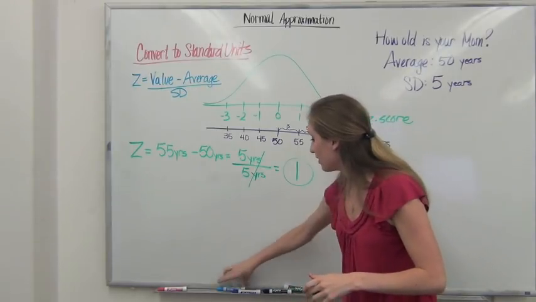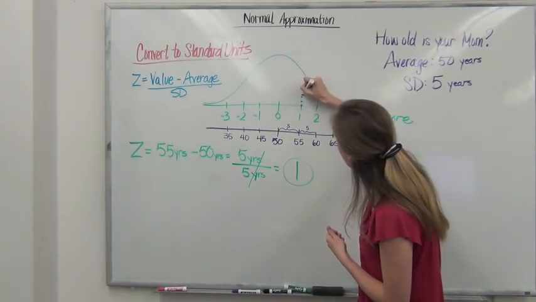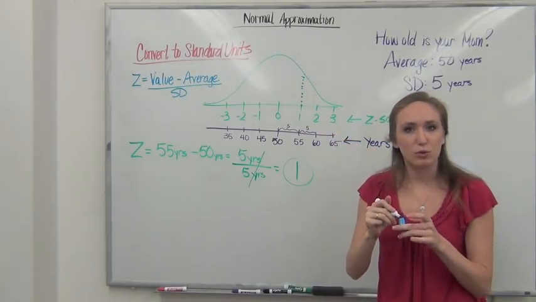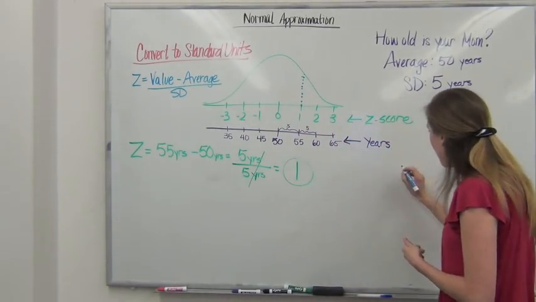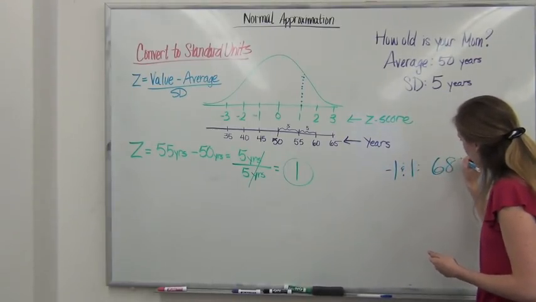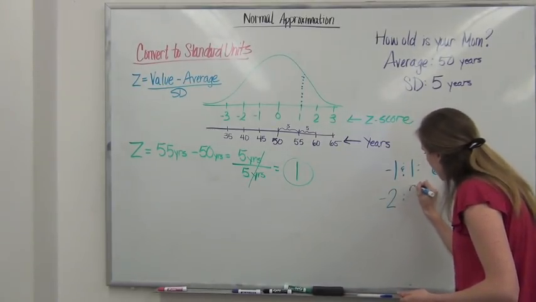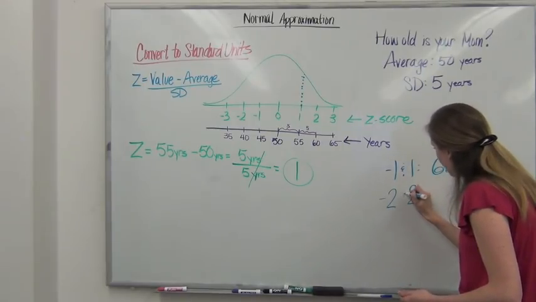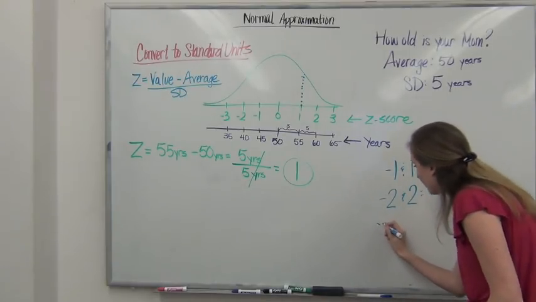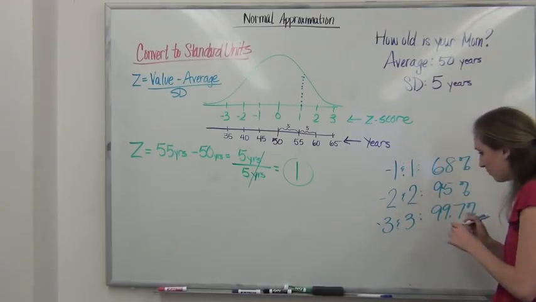So let's look at our normal curve now. If she is at a z-score of 1, that's where she is on the curve. This represents where my mother is on the curve. So there she is. Now remember, we had that 1, 2, 3 rule I talked about before, where we saw that between -1 and 1, 68% of the data lied there. And between z-scores of -2 and 2, 95% of the data fell between -2 and 2. And for -3 and 3, we saw that 99.7% fell in between those 2 points.